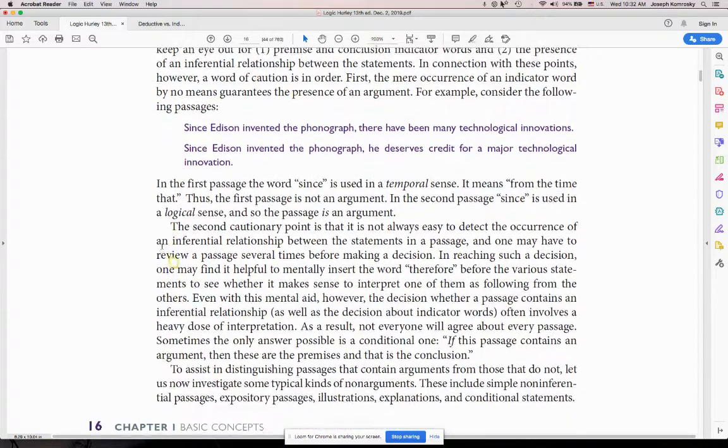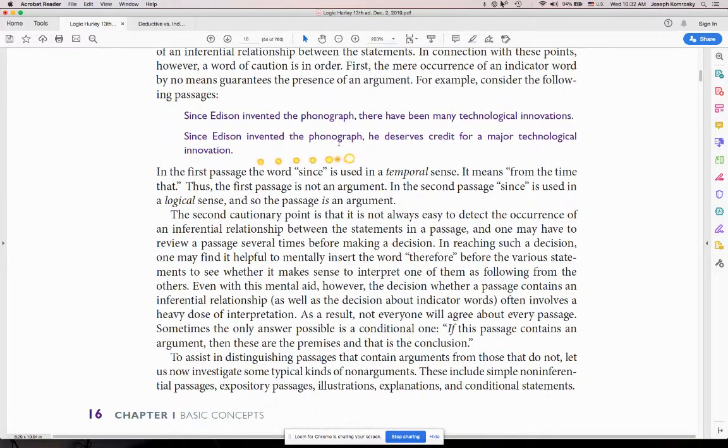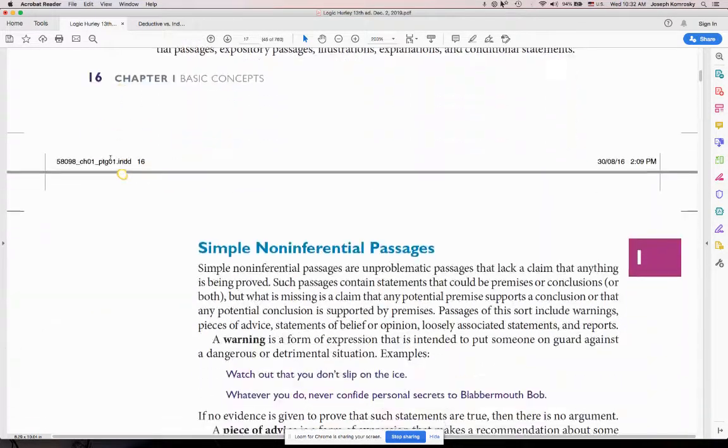And you can read this. Right now he's making a temporal versus a logical distinction. Temporal just means there's a time stamp on it. I'll let you read that.